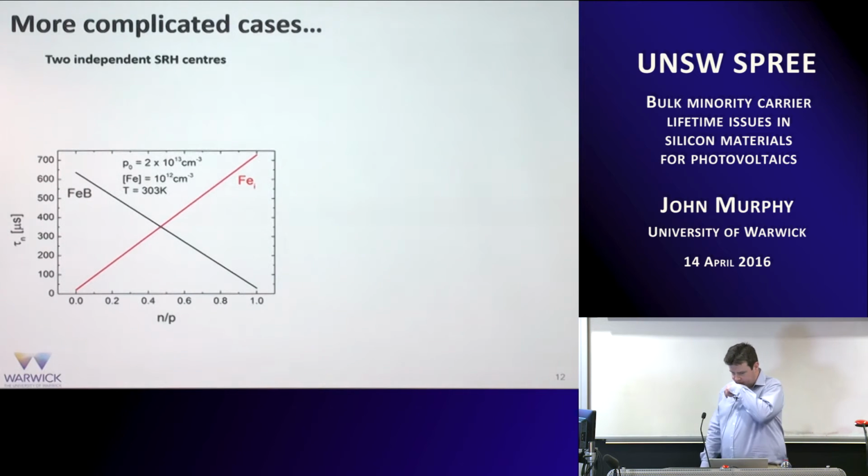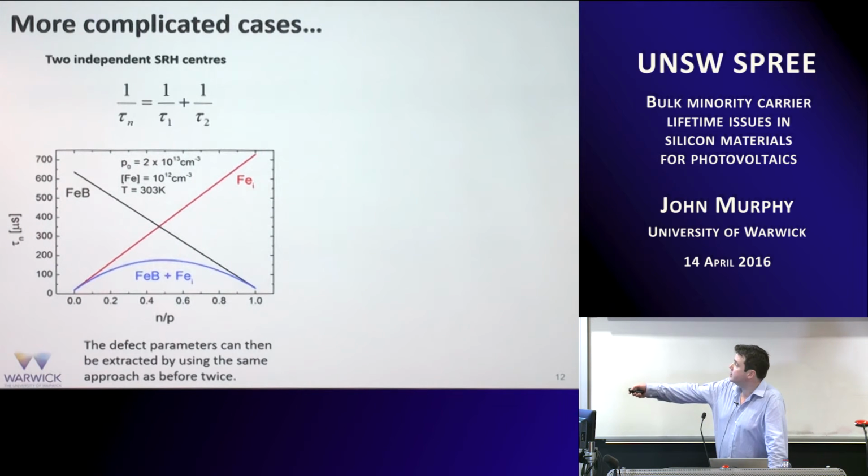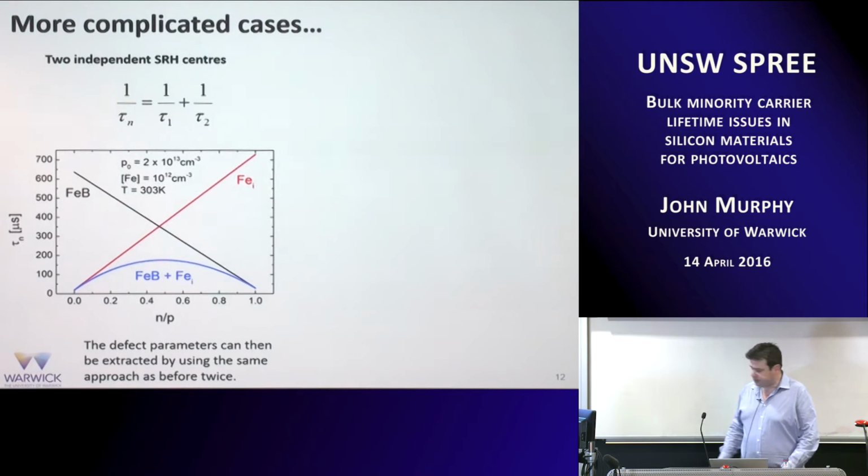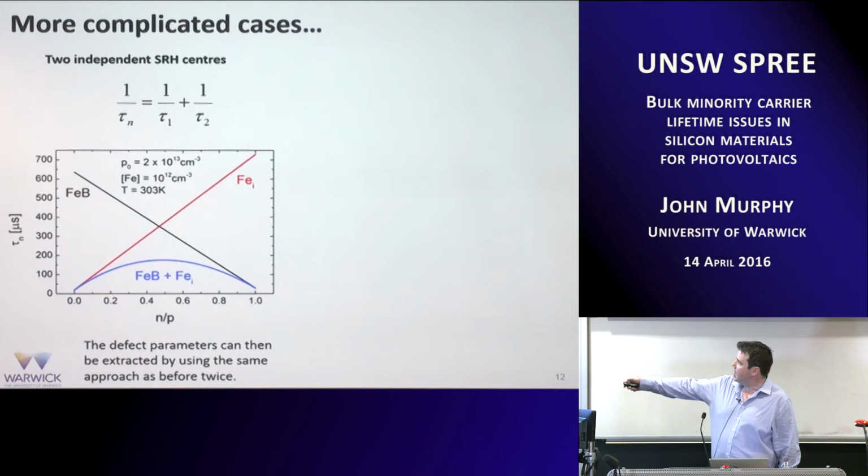And if you engineered a system whereby both of those were independently in the material in the same concentration, you could combine their lifetimes in reciprocal like this. So you can add the recombination rates to get the overall recombination rate. So if you've got two independent Shockley-Read-Hall centres, all you have to do is add the reciprocal lifetimes together to get the reciprocal lifetime of the entire system. And this is what it looks like here.